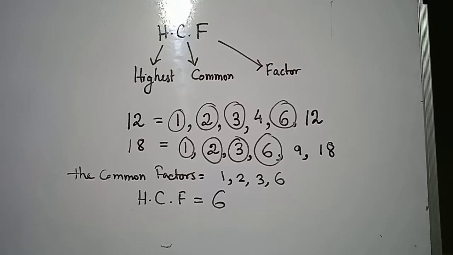First we have to do what? We have to find the factors, then we have to find the common factors, and then we have to find the highest common factor among the two numbers.